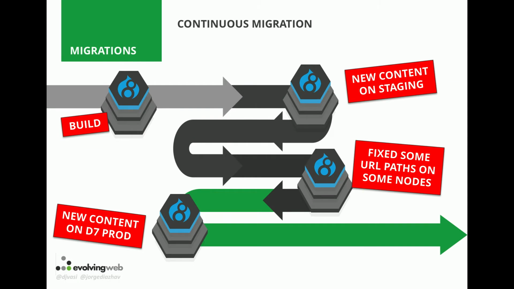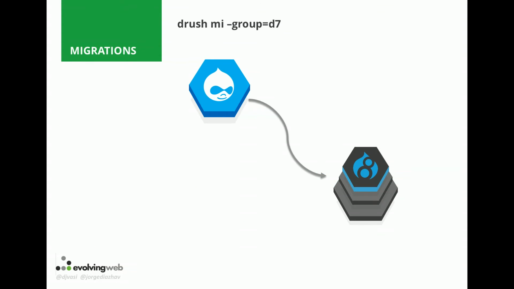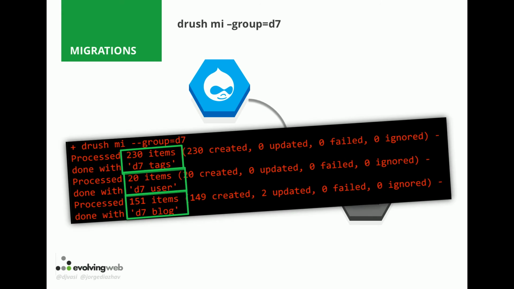So let's talk about these migrations a little more. We just run them normally using drush. In this case, we say drush migrate import and the D7 group, and that pulls in all the content from the old site. It pulls in all the content that we want. It pulls in, in this case, the users, the tags, and the blog posts. And it keeps the relationships between them intact, because you can do that very easily in migrations now.